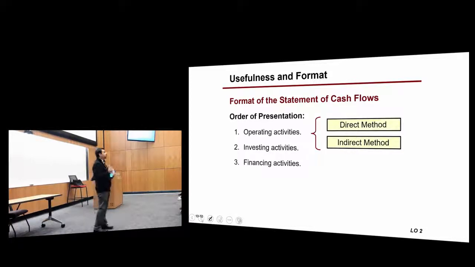With the direct method or the indirect method, the only section that is affected is the operating activities. Investing activities and financing activities are done the same under both methods. The only thing that will change is operating activities. Under the indirect method, you begin with net income, and then you start adjusting to get to net cash. On the other hand, with the direct method, you start looking at cash inflows and cash outflows specifically, directly.